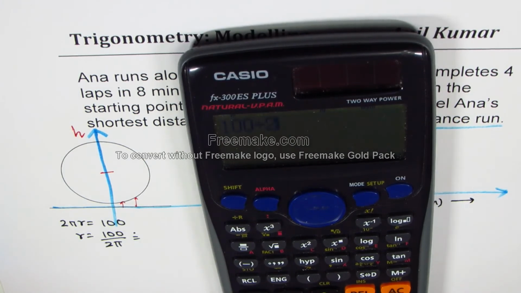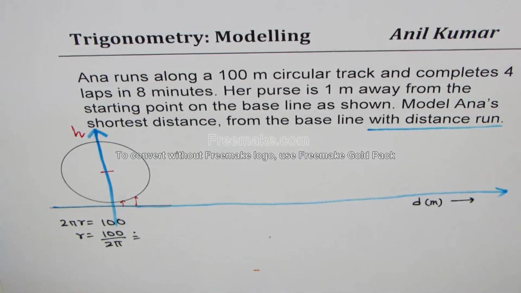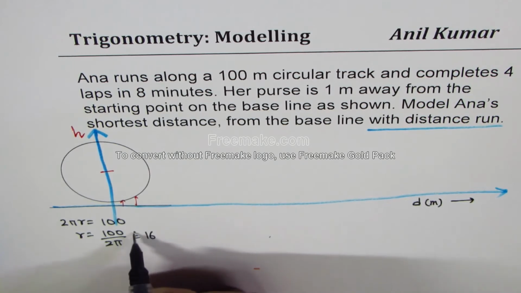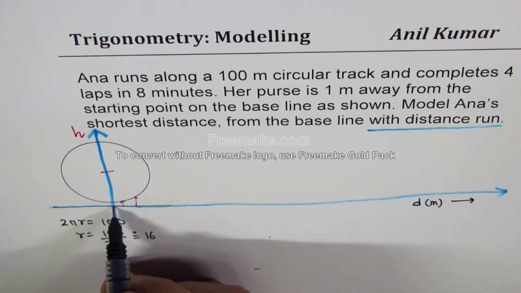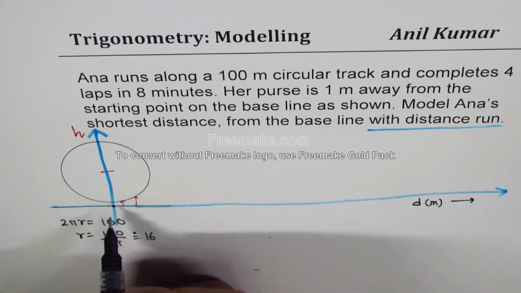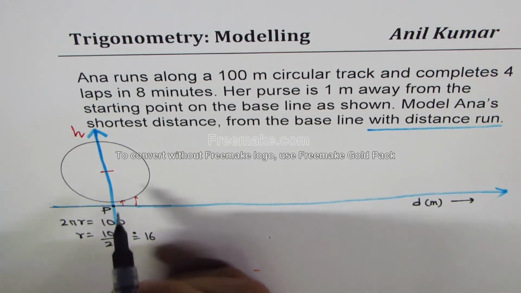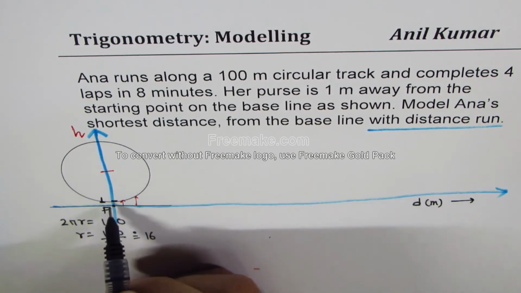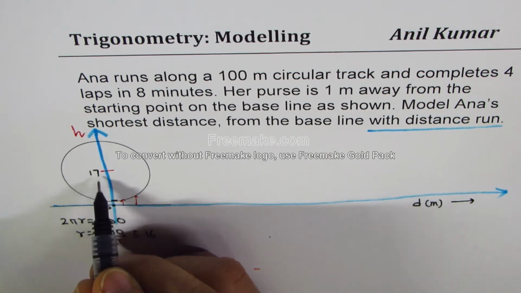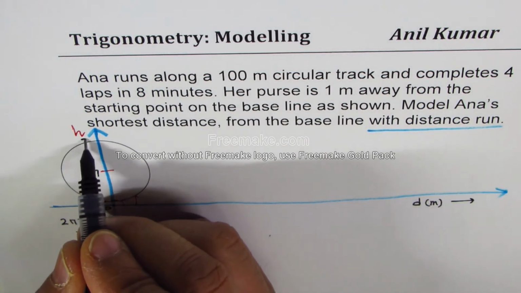100 divided by 2, then we divide by 3.14 equals 15.9, and we round this to 16, correct? The purse is at this position. Let's call this position P. It is 1 unit away, so this is 1 for us. Plus 16 gives us 17. Plus 16 more gives us 33.